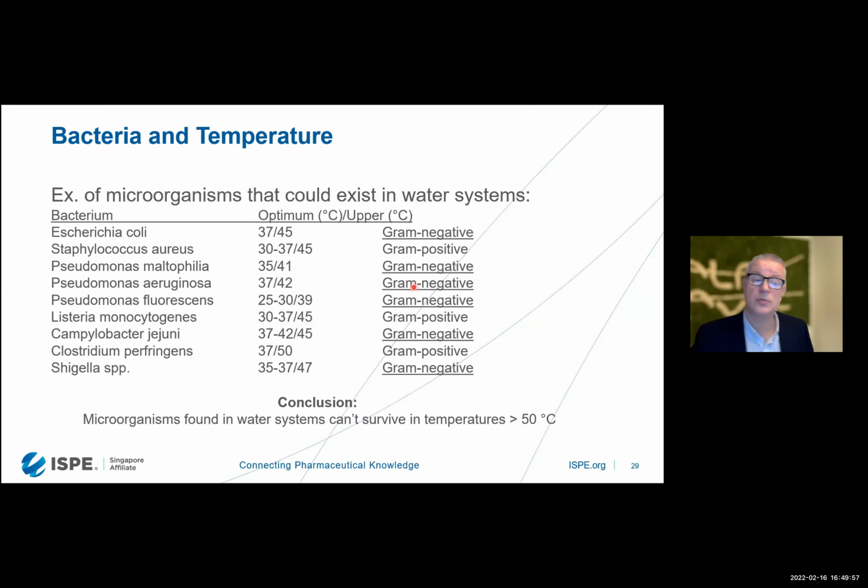So in a water system, we only have the mesophile bacteria, and these are some typical bacteria that we have in a water system. The upper limit for them, where they stop growing or where they actually are killed, is 45 and up to 50. So we don't need to push the temperature in our system up too much.